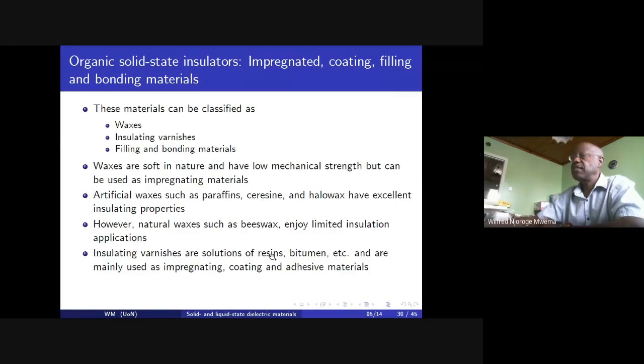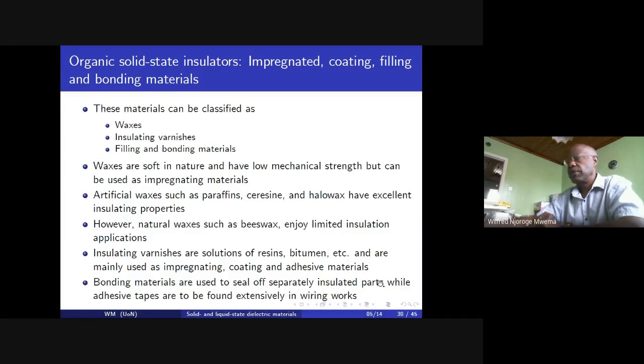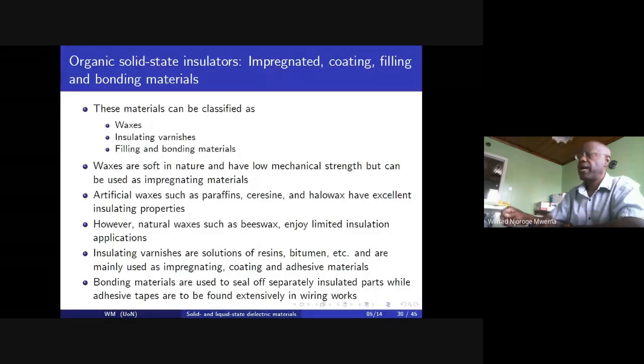So insulating varnishes are solutions of resins, bitumen, etc., and are mainly used as impregnating, coating, and adhesive materials. So bonding materials are used to seal off separately insulated parts, while adhesive tapes are to be found extensively in wiring.